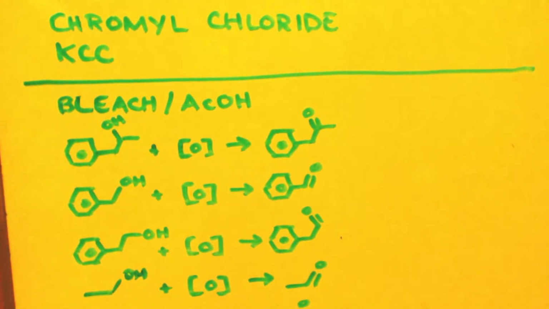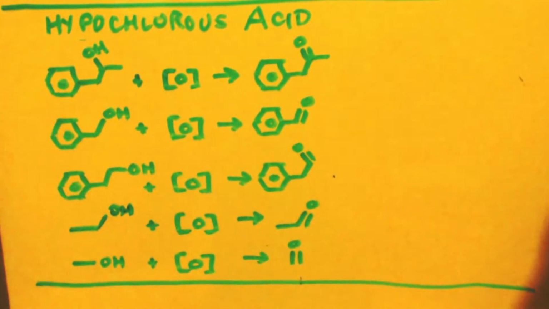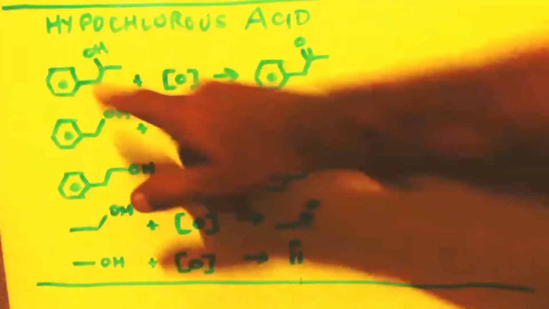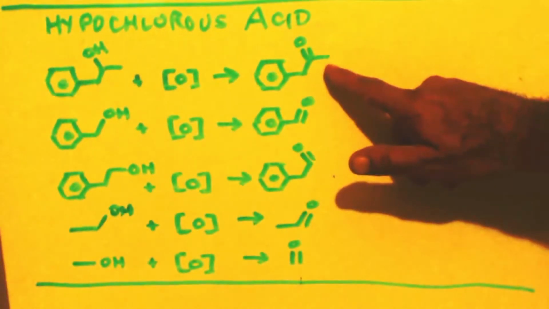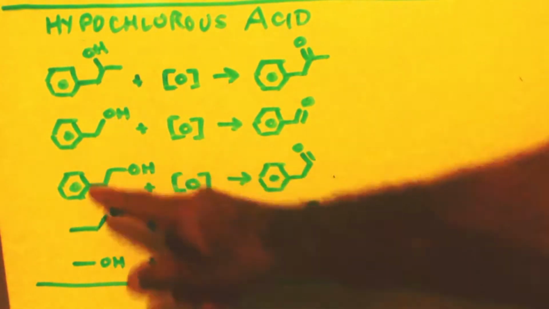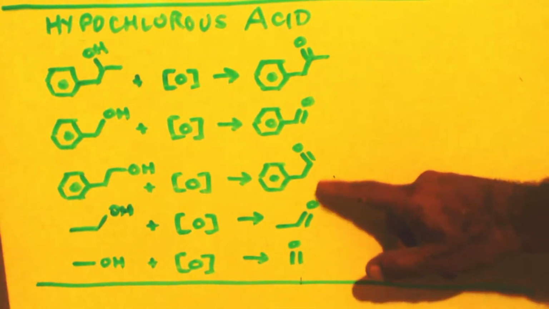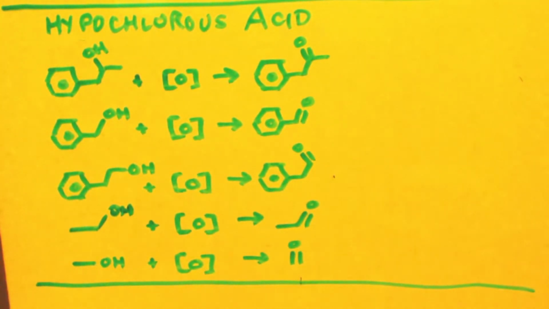But there is another oxidizer, hypochlorous acid. So let's look at the examples I have here. Now we're using the oxidizer hypochlorous acid instead of the strong oxidizers. Now your 1-phenyl isopropanol becomes P2P when you oxidize it. Now the benzyl alcohol becomes benzaldehyde. Now the 2-phenyl ethanol becomes 2-phenyl acetaldehyde. The ethanol becomes acetaldehyde, and methanol becomes formaldehyde.